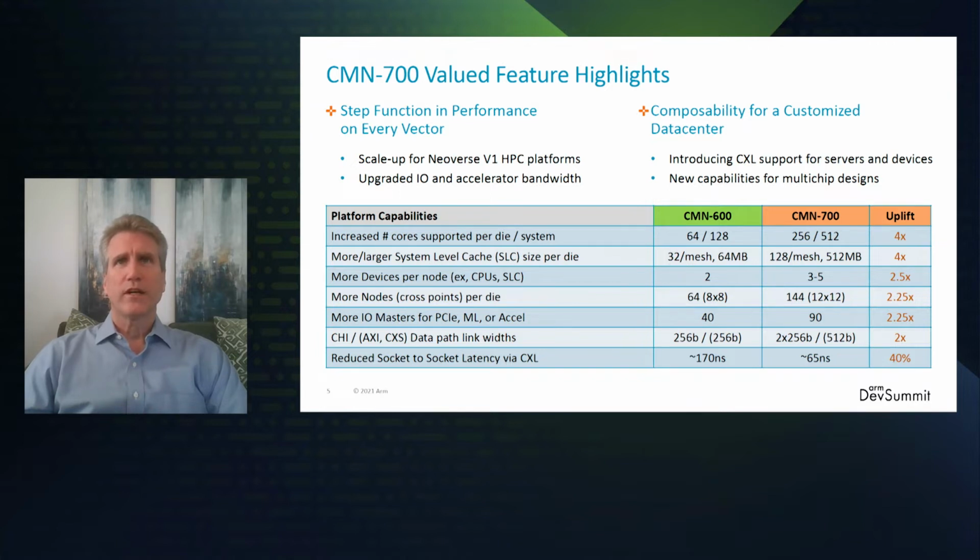You can see from this diagram that we've increased the number of CPU cores from, say, 64 to 256, a 4x increase in overall system as well. We've increased the number of system cache elements from 32 to 128, and also the size of those. We've increased the number of device ports that you can connect to cross points. We've increased the width of the interconnect, AXI and chip-to-chip interfaces, the number of memory controllers, and even reduced the latency for chip-to-chip interfaces.